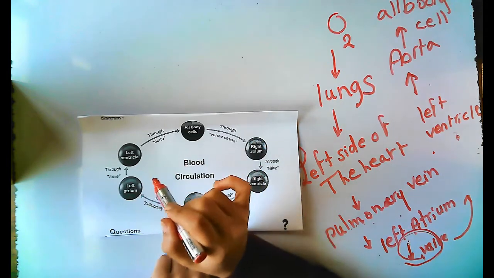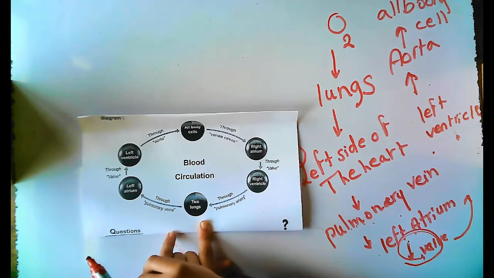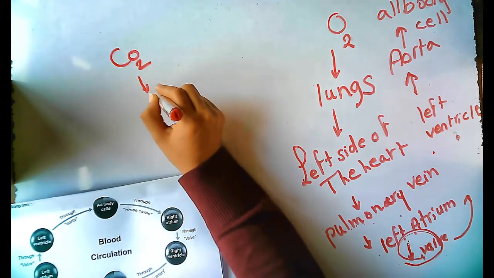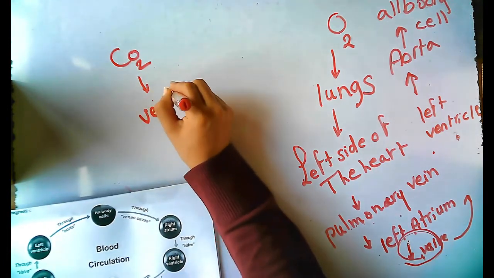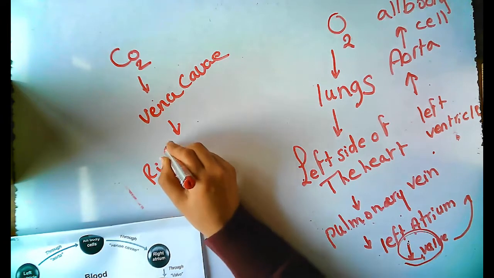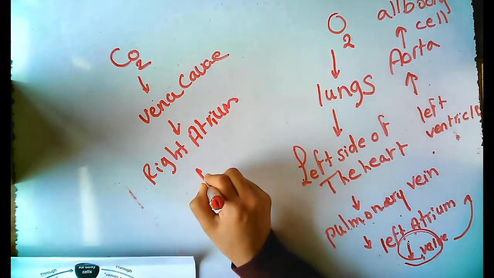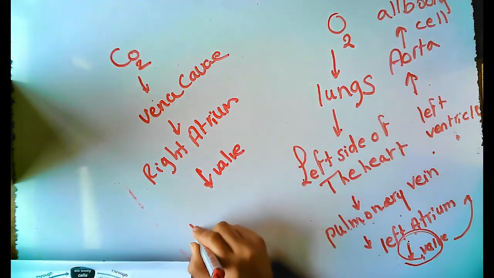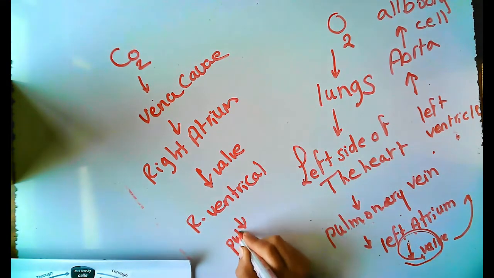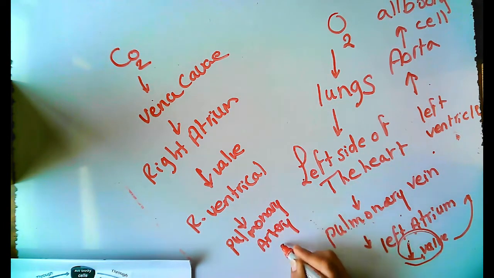Here the exchange of gases happens: oxygen enters the body, then CO2 comes out of the body. How does the CO2 come out of the body? It comes out from the body, enters the vena cava, then the right atrium, valve, right ventricle, then pulmonary artery, then the lungs.